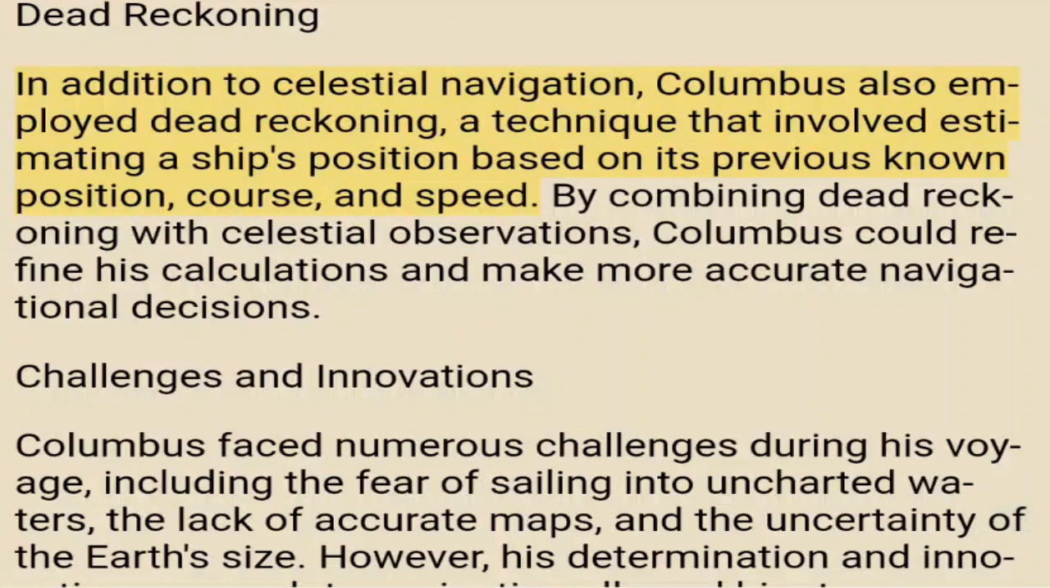In addition to celestial navigation, Columbus also employed dead reckoning, a technique that involved estimating a ship's position based on its previous known position, course, and speed. By combining dead reckoning with celestial observations, Columbus could refine his calculations and make more accurate navigational decisions.